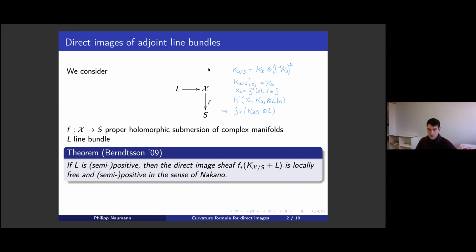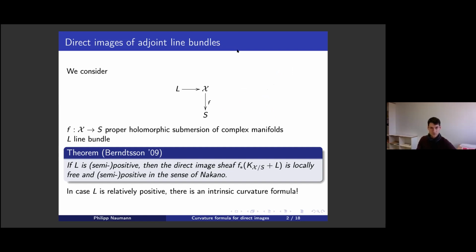So what is meant by this positivity? There is actually a natural metric on this direct image, which is just the L2 metric on this space, and which I will explain more precisely in a few minutes. The good thing is that it comes with a precise intrinsic curvature formula in the case L is strictly positive on the fibers, for instance if L itself is ample. So we have a really nice curvature formula that allows for a nice geometric interpretation. Shortly after, this result was generalized to a more singular situation.